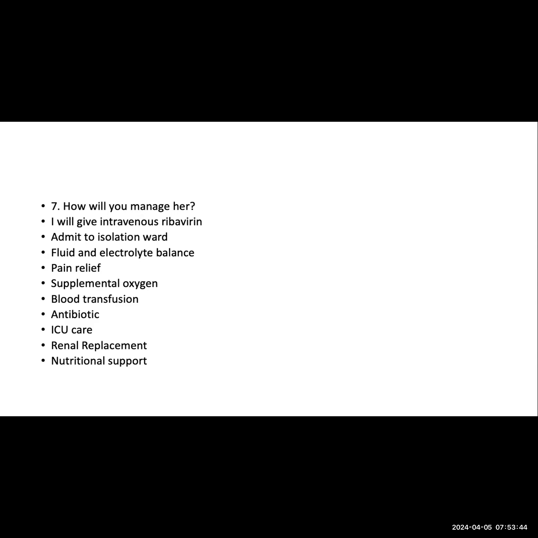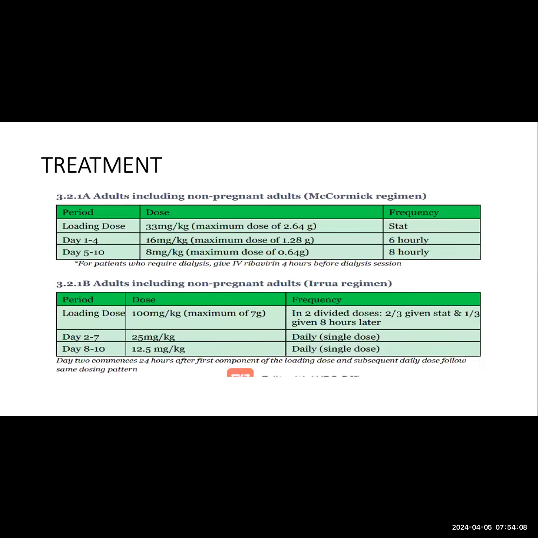Pain relief as required, supplemental oxygen if indicated, blood transfusion if indicated, antibiotics if there's evidence of coexisting or superimposed bacterial infection, ICU care if the patient's sensorium deteriorates, so there's need for more critical care and monitoring. Renal replacement therapy if patients develop acute kidney injury, which is one of the complications of the infection, and then nutritional support. So this is just a table showing the regimens. I believe we've gone through this recently.